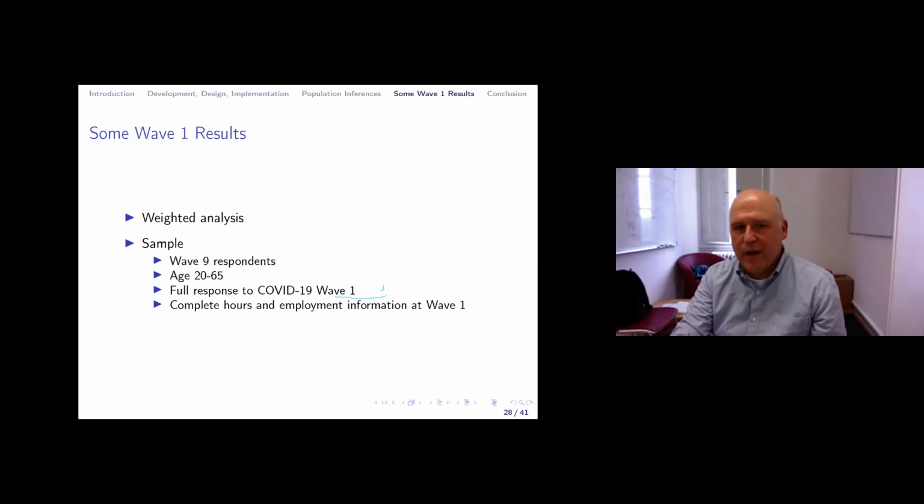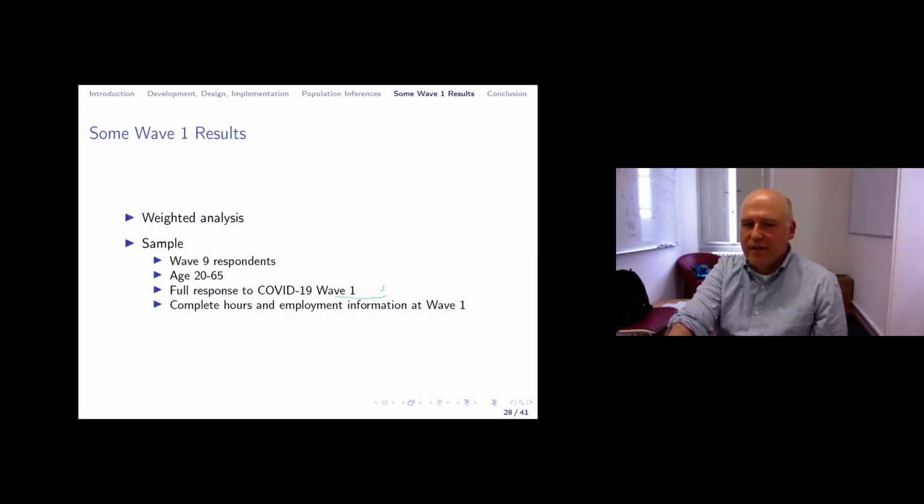What I'm going to show you is weighted analysis, of course. I've made a big deal about that. It's a sample of wave 9 respondents, so that follows immediately from it being weighted analysis. We generate weights through this multiplicative process of multiplying the conditional probability of response times response at wave 9. And so we only do that for wave 9 respondents, aged 20 to 65.